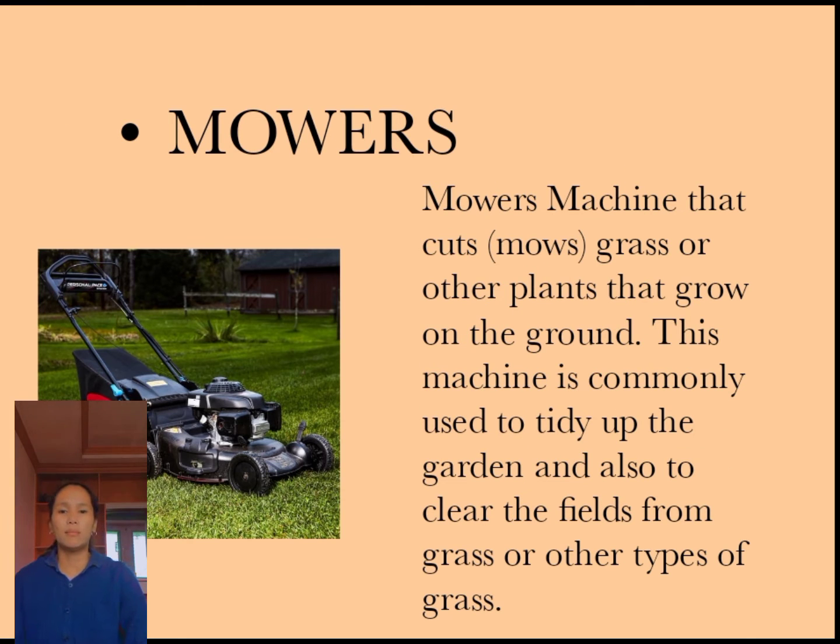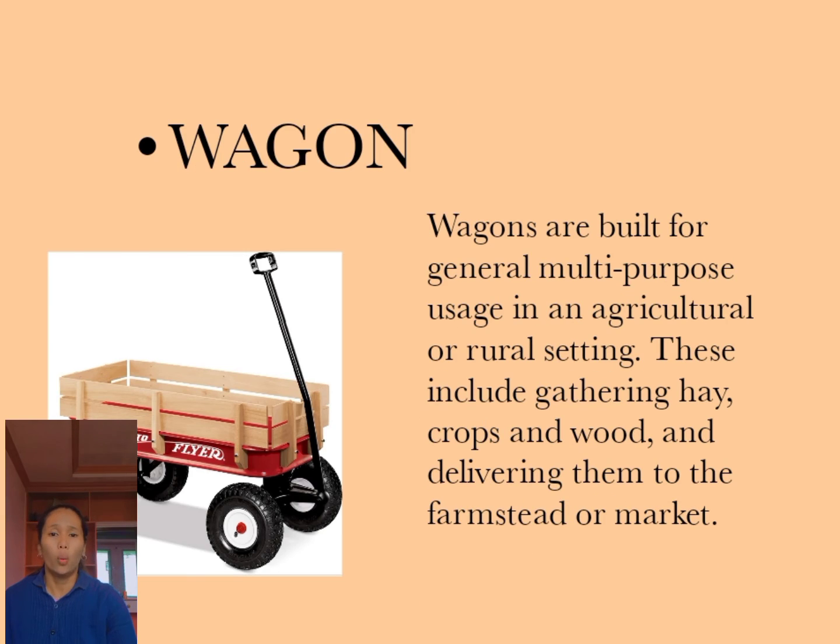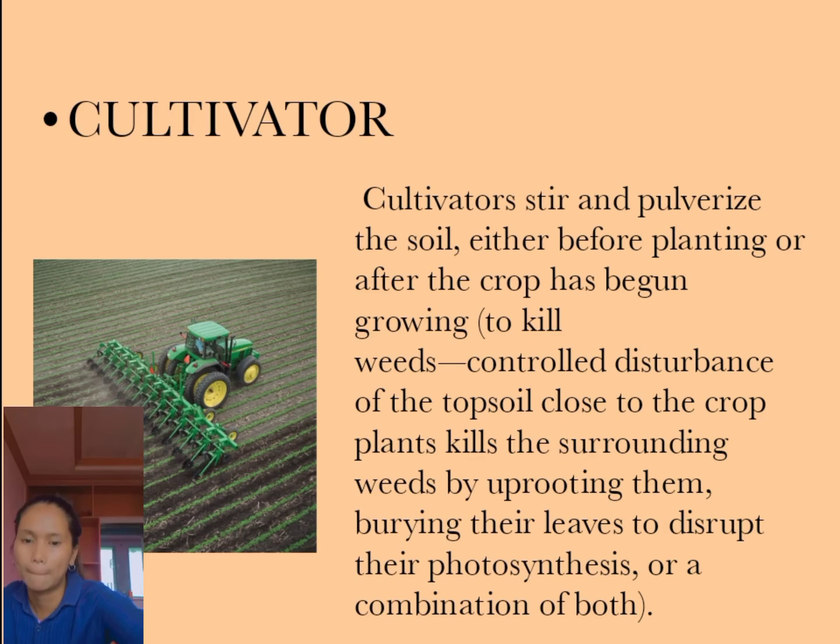Next is mowers. A mower is a machine that cuts grass or other plants that grow on the ground. These machines are commonly used to tidy up the garden and also to clear the fields of grass or other types of grasses. Next is wagon. Wagons are built for general multi-purpose usage in agricultural or rural settings. This includes gathering hay, crops, and wood and delivering them to the farmstead or market.